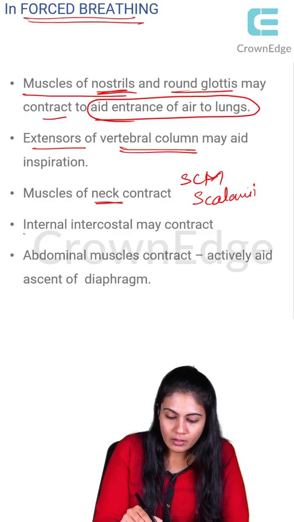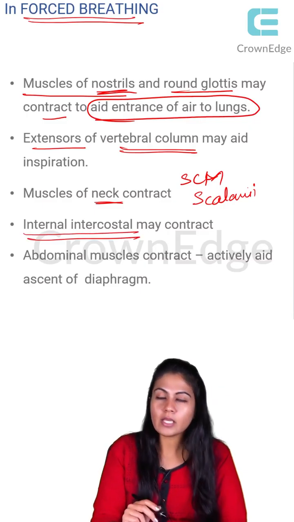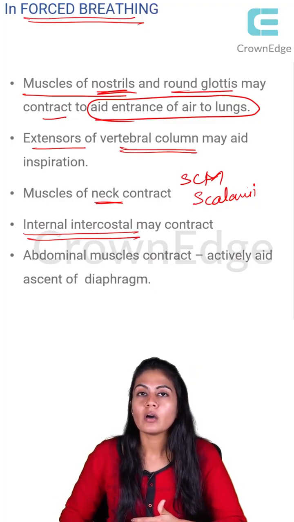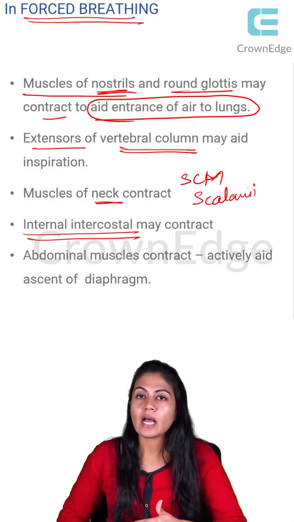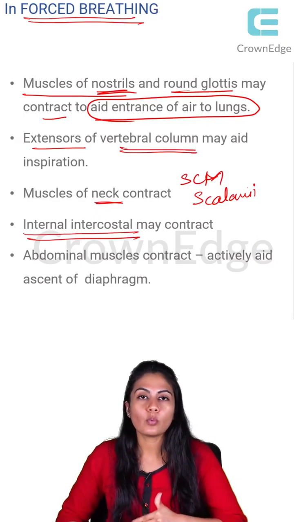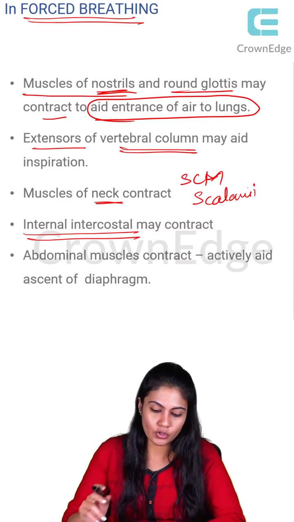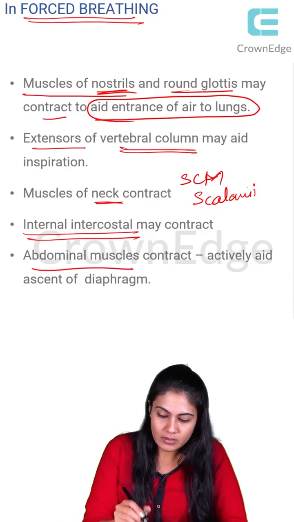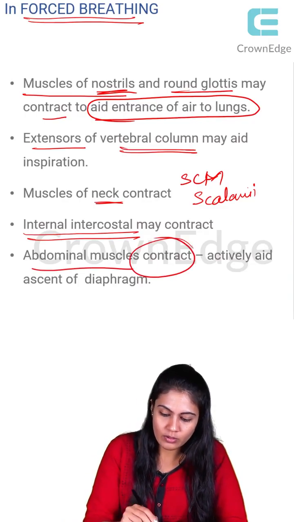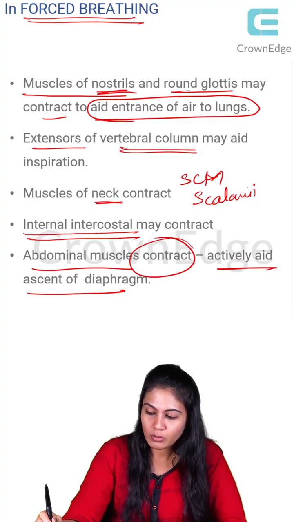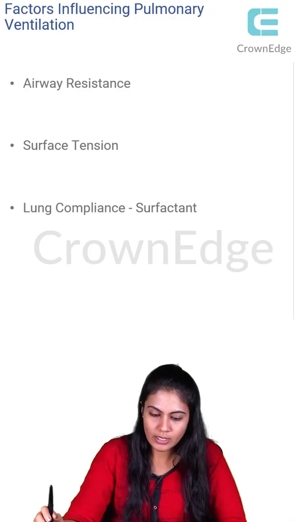Now the internal intercostals help majorly in expiration. They do not help in inspiration, but yes, they will be activated only and only in forced breathing, not in the normal resting condition. Then the abdominal muscles are there, right? They also contract. They actively aid in the ascent of the diaphragm. That also helps in expiration, right?